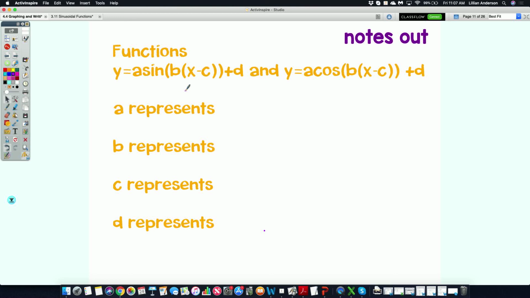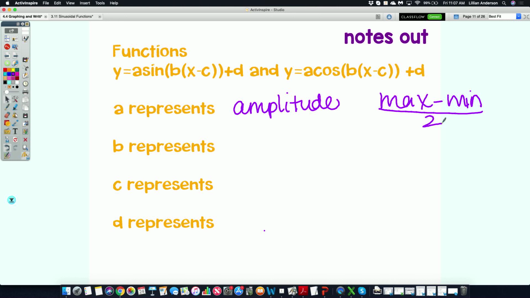Okay? So what you see on the board is y equals a sine b(x minus c) plus d, and you also see it for cosine. These are the general forms for writing a circular function. A represents the amplitude of your circular function. Amplitude basically represents the vertical distance from a max to the midline, or from the midline to a minimum. It is found algebraically by taking the maximum value, subtracting the minimum value, and then dividing by 2. That's how you find it algebraically.